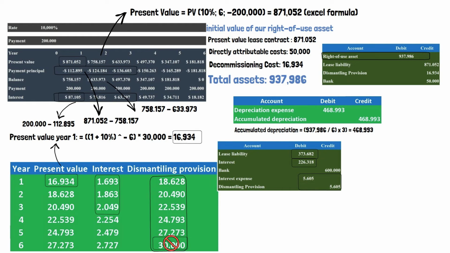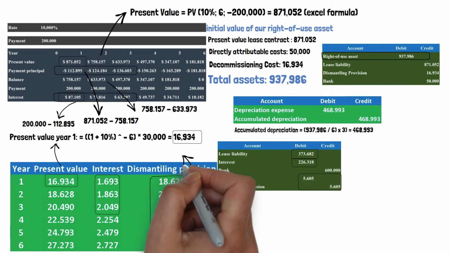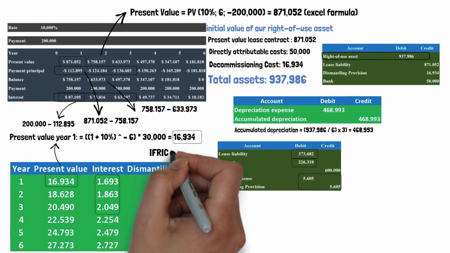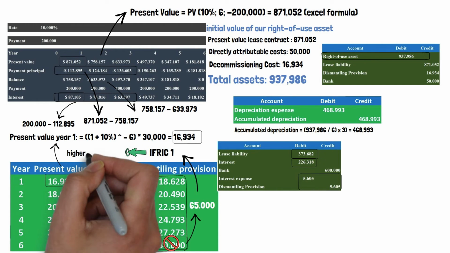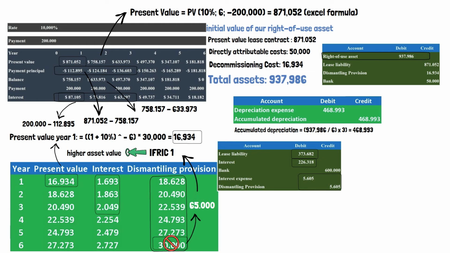However, at this point we have a small problem. It turns out that the entity at this point considers that at the end of the lease the costs for dismantling will no longer be $30,000, but $65,000. When an event of this nature occurs, an entity should review IFRIC 1. Paragraph 5 of IFRIC 1, changes in existing decommissioning, restoration and similar liabilities, establishes that changes in the decommissioning liability will be added or deducted from the asset and in the same way with the liability.